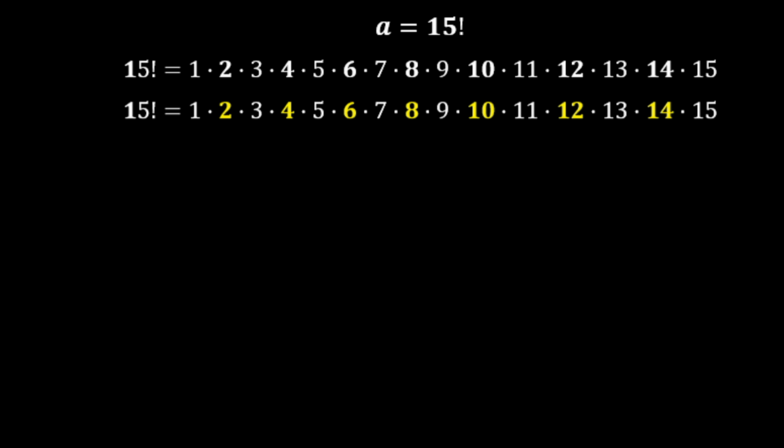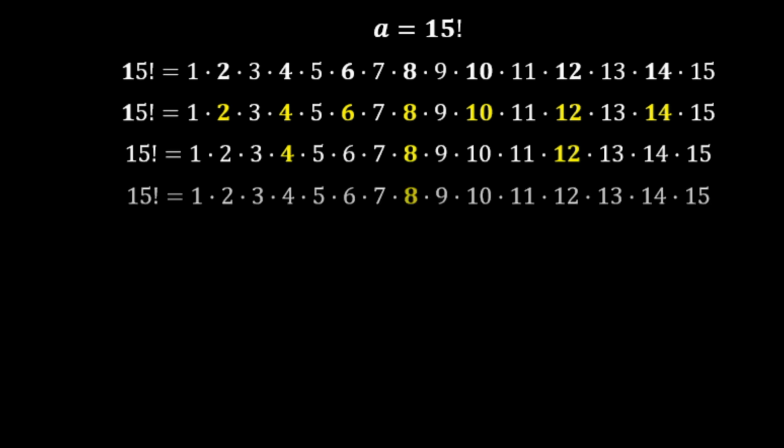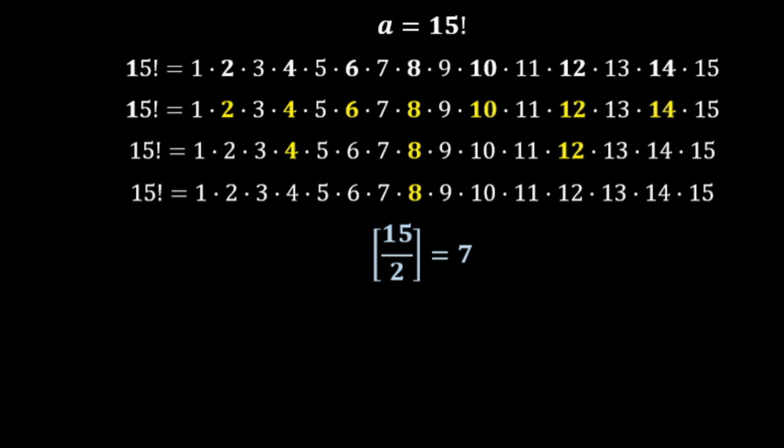Therefore, among the first 15 numbers, we observe exactly 7 even numbers, and each second number is divisible by 2 to the power of 1. Additionally, we see that every fourth number is divisible by 2 to the power of 2, and every eighth number is a multiple of 2 to the power of 3. So, to calculate the number of even numbers, we divide 15 by 2. It means that no more than half of all numbers are even. So we divide 15 by 2 and take the whole part, expressing this using the floor function.